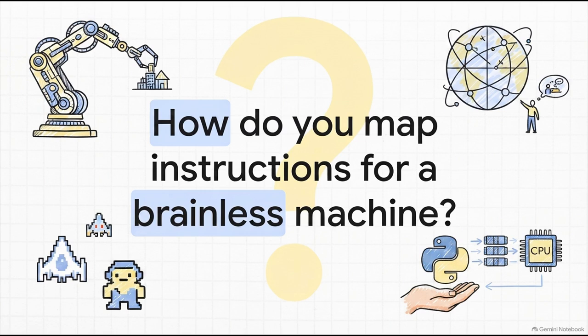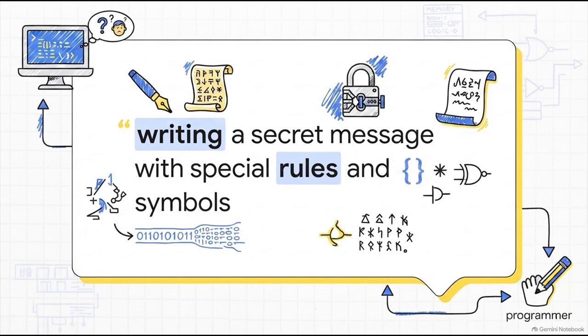But to do any of that, we first have to bridge that massive communication gap between human beings and computer hardware. You can kind of think of coding as writing a secret message with special rules and symbols that only the computer understands. Because, let's face it, computers simply do not speak English. Programmers have to use specific, highly structured languages to give instructions, kind of like how you use everyday words to talk to your friends. It's really like writing a detailed story, but instead of words, you're using code to tell the computer exactly what its next move is.